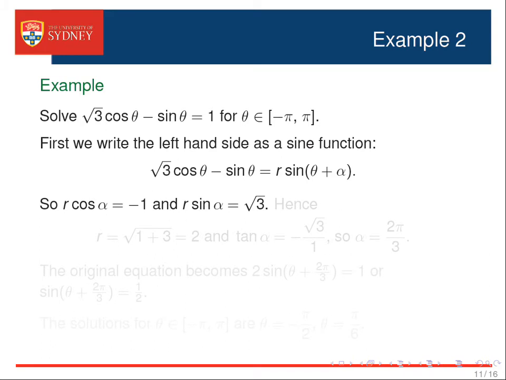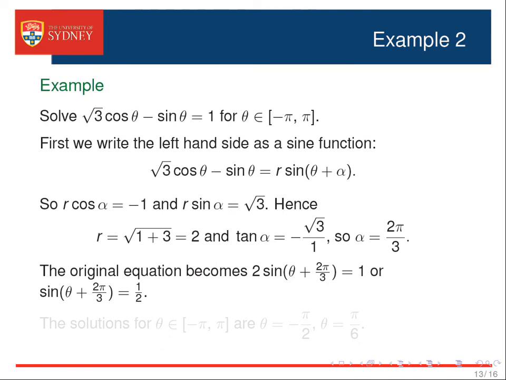Expanding the right-hand expression and equating the coefficients of cos theta and sine theta from both sides, we get that r cos alpha equals minus 1 and r sine alpha equals square root of 3. Squaring and adding these equations, then taking the positive square root, gives us r as 2. Dividing these equations gives us tan alpha equal to minus square root of 3. Here, sine alpha is positive, but cos alpha and tan alpha are negative, so alpha is in the second quadrant. Hence, the solution for alpha is 2 pi over 3.